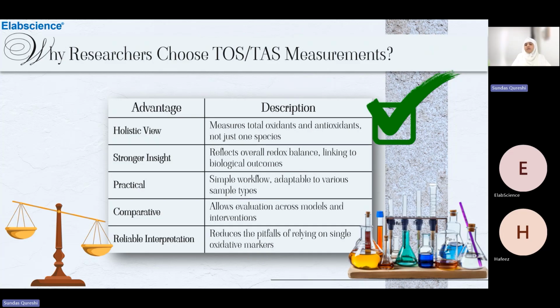They also allow comparisons across different models or treatment conditions, helping in linking oxidative damage to functional outcomes. So by integrating both the oxidant and antioxidant data, we reduce the uncertainty and limitations that come with relying on a single marker. This approach ultimately provides stronger and more reliable insights into redox biology and its role in health and disease.